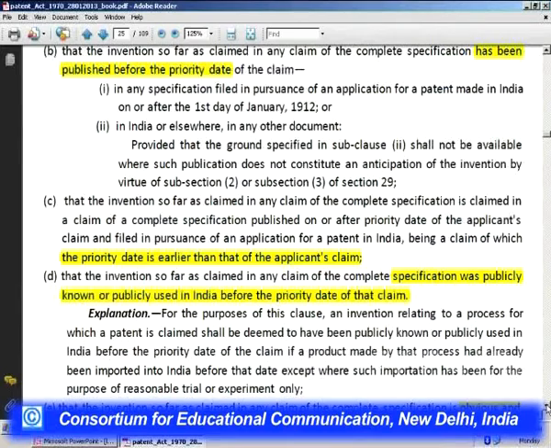Another ground, I mean very interesting ground, friends, is 25(1)(d). It says if the invention claimed was publicly known or publicly used in India before the date of that claim, before the priority date of that claim. As we all know, if somebody's work is already published, already publicly known or publicly used anywhere, then in that case, friends, his or her work will never qualify the test of novelty, or rise to the merit of novelty. It will be denied the patent protection.